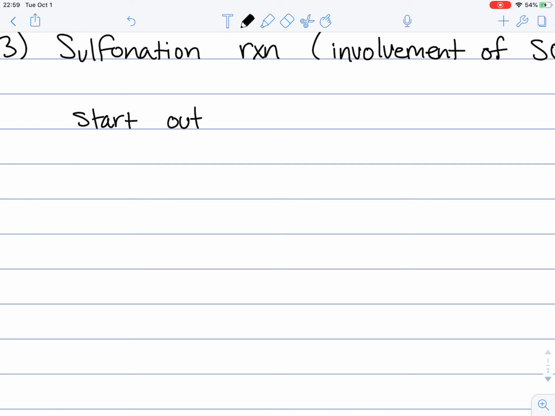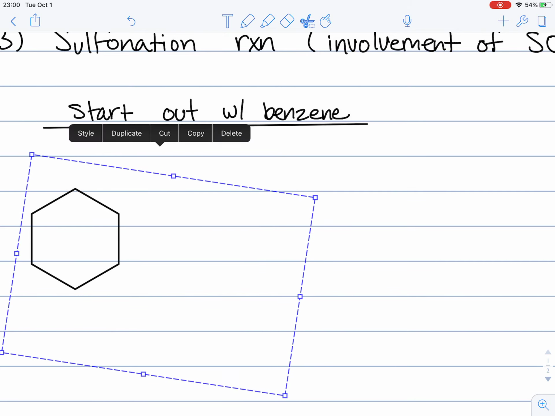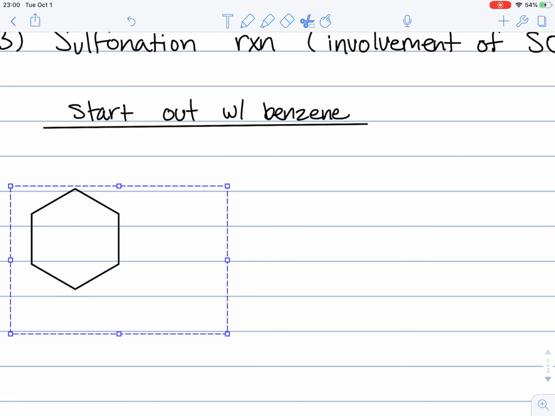Start out with benzene. Now we start out with benzene because, a reminder, we're working with aromatics, aromaticity, whatever it is. And he said you start out with the benzene. Sorry. Anyways, you start out with the benzene.